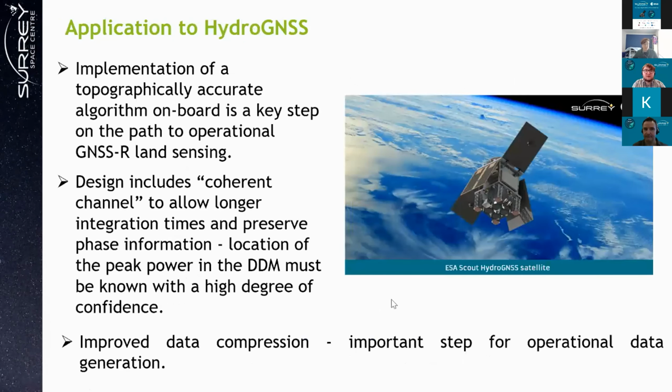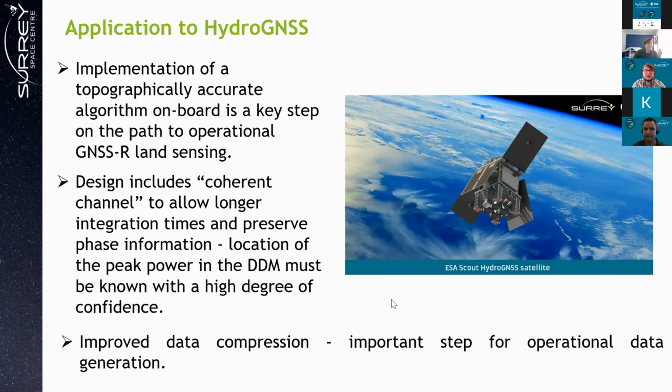And this is good because ultimately we want to use this algorithm, or the next version of it, which will have some slight adaptations, on HydroGNSS, because obviously, as you all know, HydroGNSS is all about sensing the land surface. It'll be really important to have that capability on board, especially the coherent channel, which may have been mentioned already yesterday, which is about really tracking well that peak power pixel. And so you must know the location of that in the DDM with a high degree of confidence.